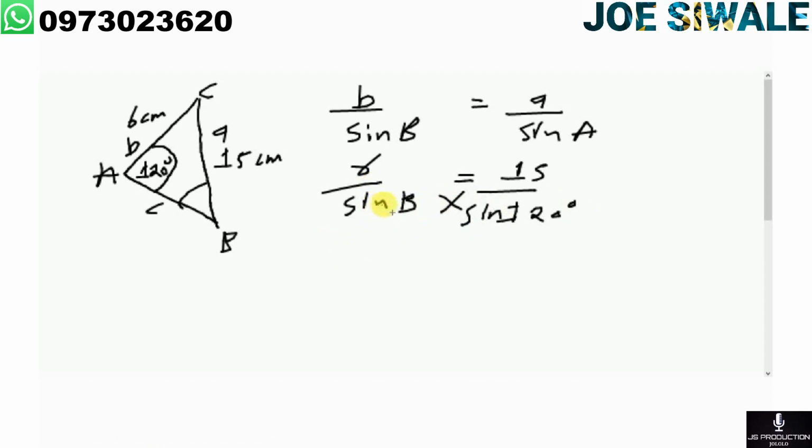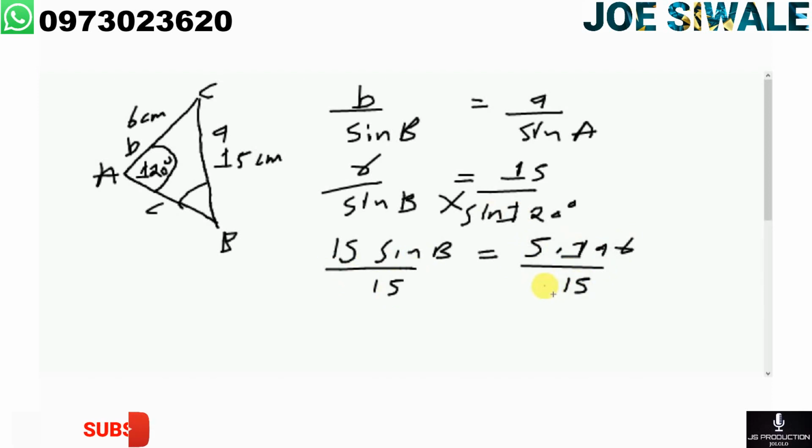So sine B multiplied by 15, I'm going to have 15 sine B is equal to 6 multiplied by sine 120. I'm having 5.196. And to find the value of B, I'll divide by 15 and this side by 15. 15 and 15 will go. So I have sine B is equal to 5.196 divided by 15. I'm having 0.3464.